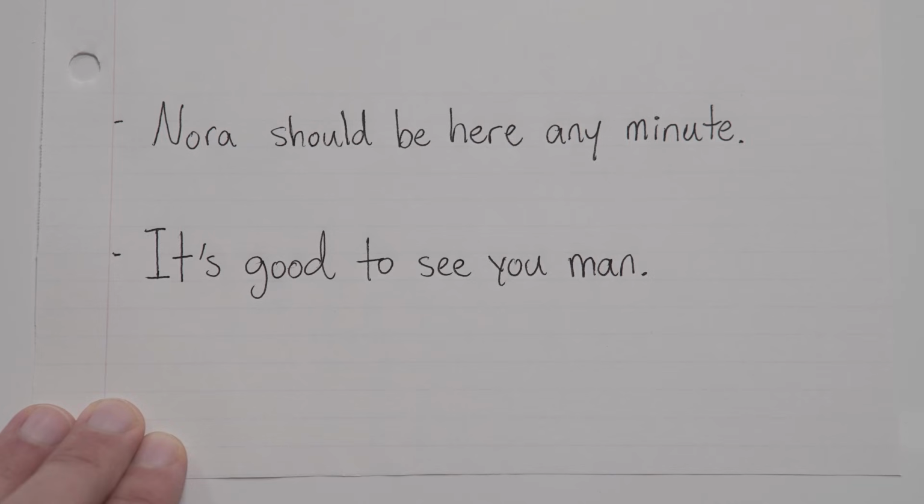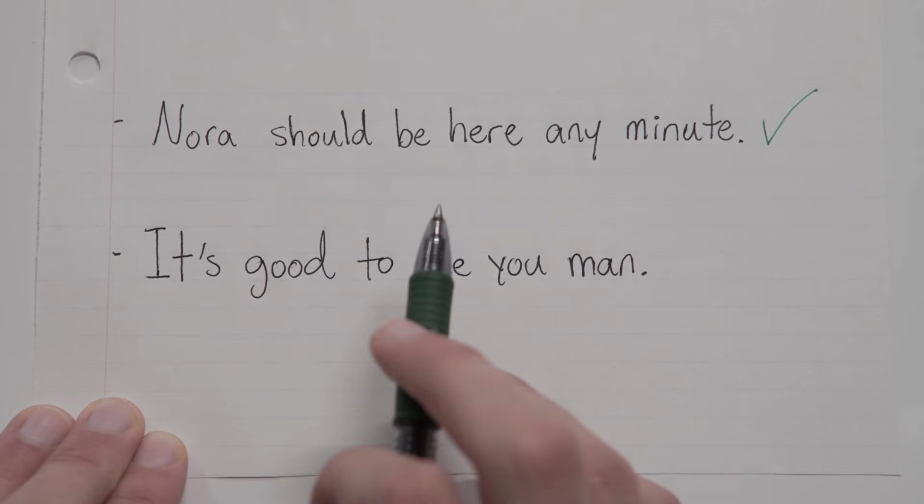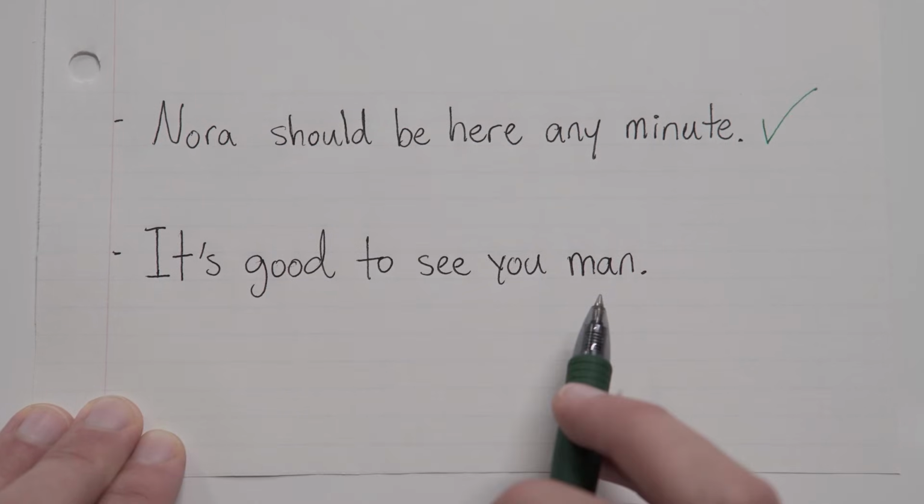Two more. Nora should be here any minute. Okay, so we've got Nora, but are we actually talking to her? Well, no. We're just talking about her. And because of that, we do nothing. It's good to see you, man. So, we've got the word man being used as a name here, and we seem to be talking to that person, so, easy, put the comma in.